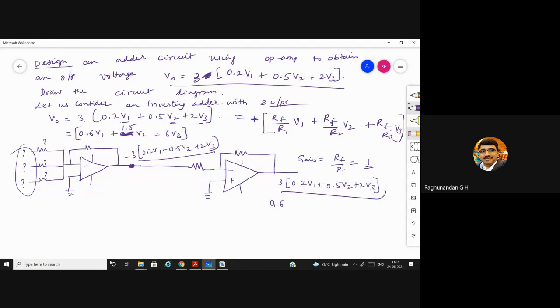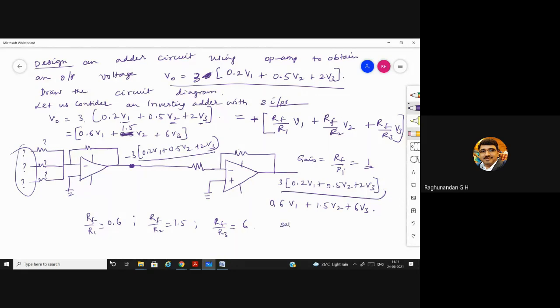Okay, now finally we'll be having this equation, which is 0.6 V1 plus 1.5 V2 plus 6 V3. When I compare these two, I'll get RF by R1 is equal to 0.6, RF by R2 is equal to 1.5, and RF by R3 is equal to 6. So these are the three things which we are going to get. Now, as we know, the gain should be equal to unity. So in order to have unity gain, these two should be equal.